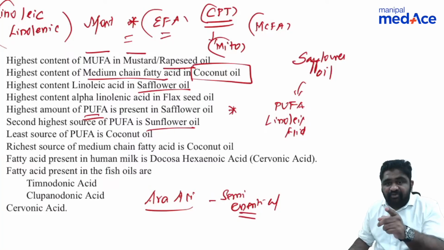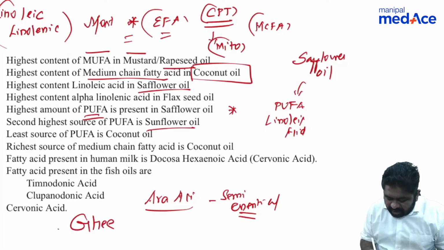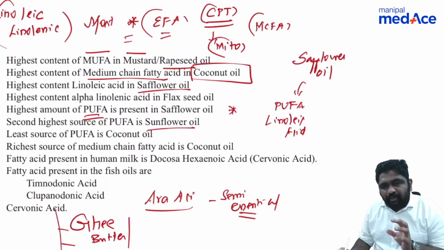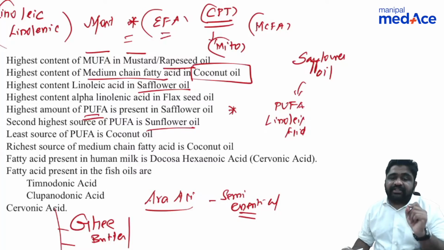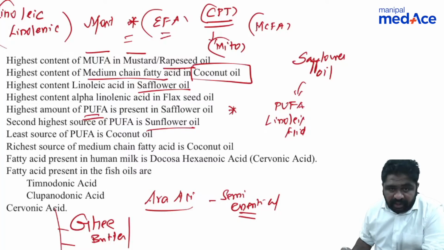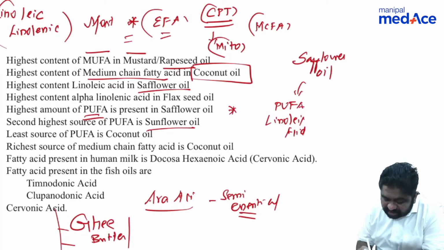That is why if you eat a lot of ghee, butter, you don't have to worry much about it, because they are not as dangerous as palmitic acid or palm oil. Why? Because they can be easily burnt by the mitochondria. Okay, now when they ask you what is the most common or what is the least source of PUFA? The answer is again coconut oil.